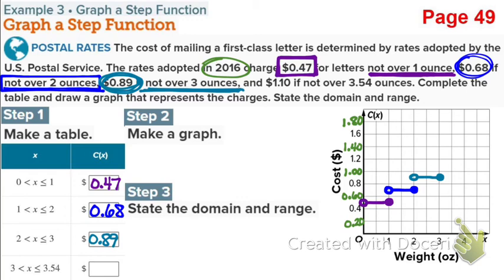What about if it's more than 3 ounces? $1.10. Is that for any package over 3 ounces? I only get up to how much? $3.54. That costs me $1.10.